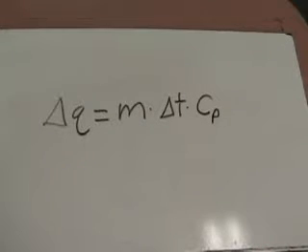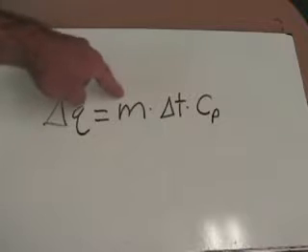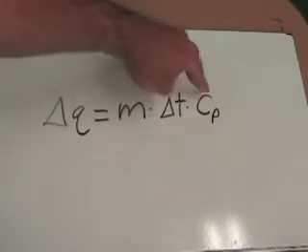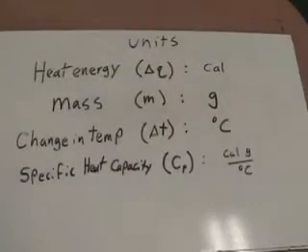Now here's a handy equation. It's known as the heat equation. Basically what we have is the change in heat energy, which we'll measure in joules, equals mass in grams times the change in temperature in degrees Celsius times the specific heat capacity of the substance in question. Let's take a look at the units.